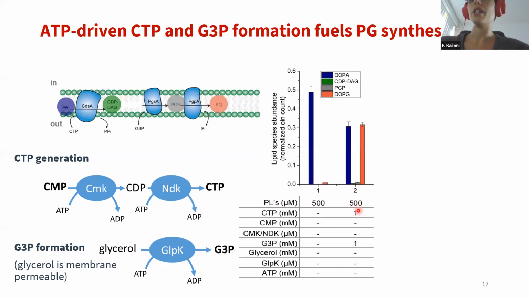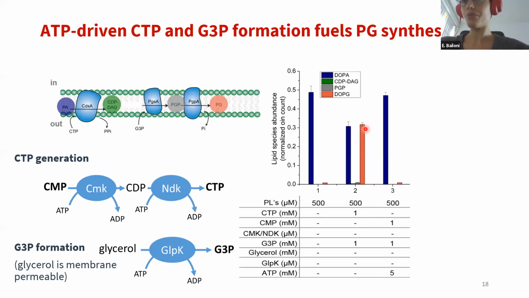And then we prepare a positive control that contains CTP and glycerol 3-phosphate. So really, this is only a test that the phospholipid biosynthesis pathway is working. And we observe PG built up. So quite a significant synthesis of PG.